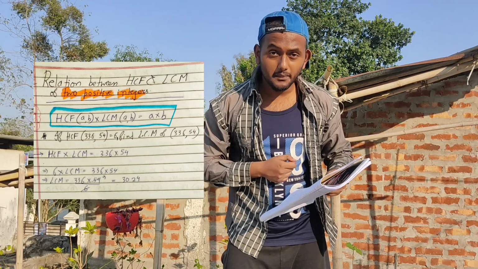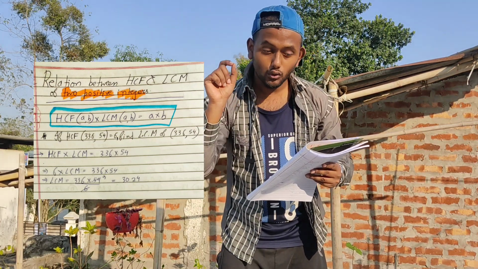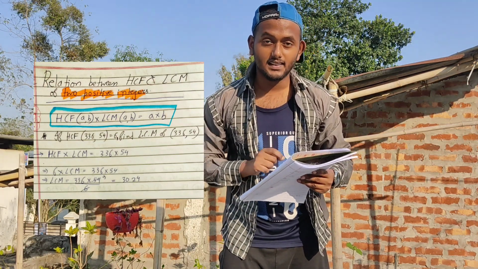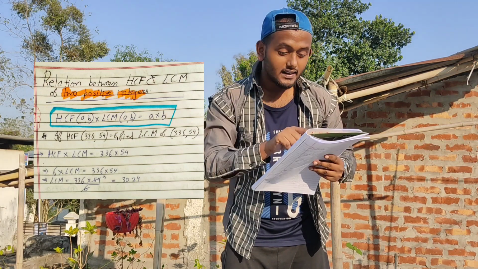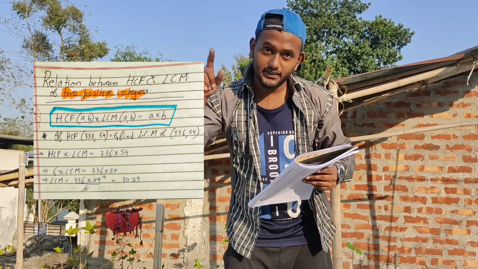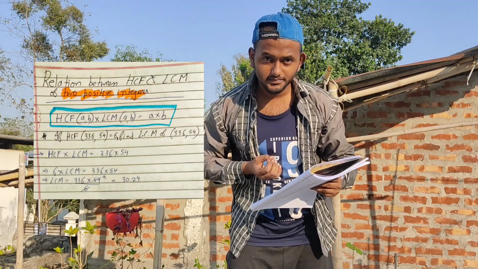Find the LCM. That means HCF into LCM is equal to 336 into 54. And we know the value of HCF is 6. Now LCM is equal to 336 into 54 divided by the HCF. What is the HCF? 6. And by solving this one, we will easily get the LCM. Okay.